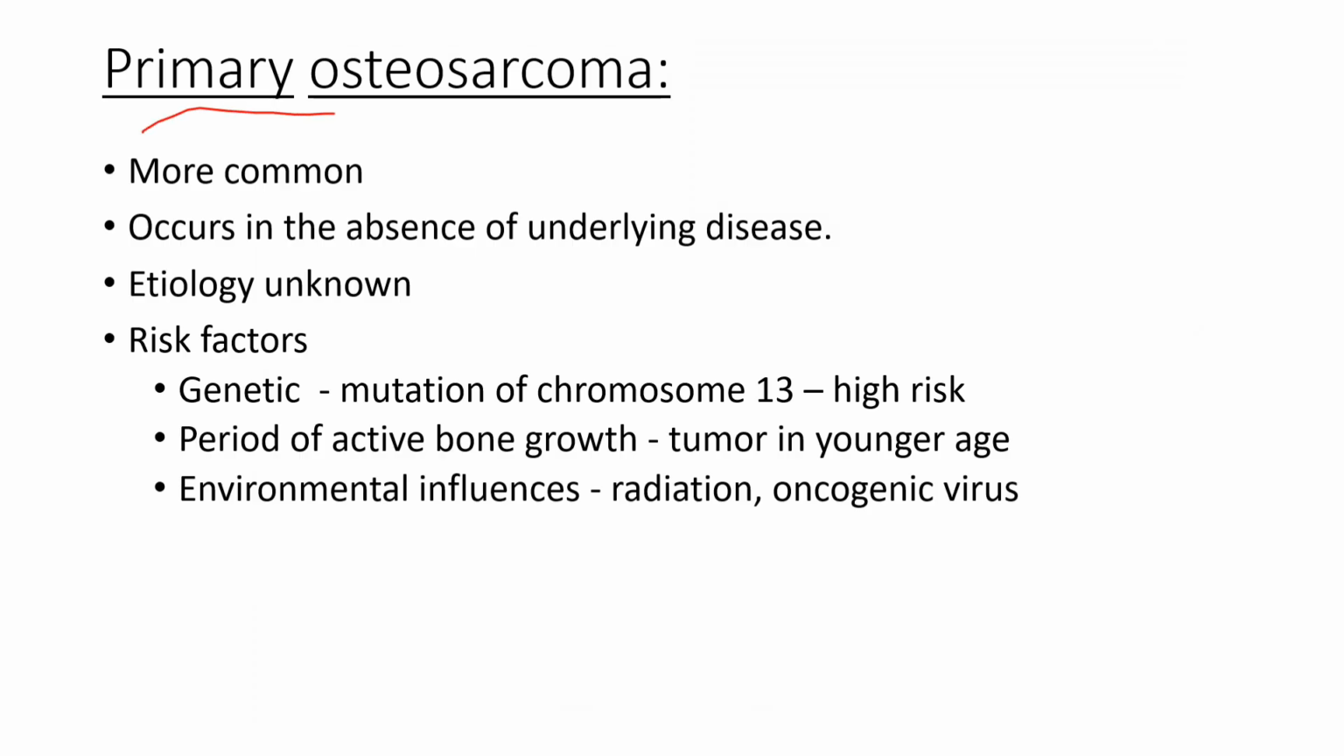Now coming to the primary osteosarcoma, this is actually a kind of medullary osteosarcoma. It is the most common osteosarcoma. It occurs in the absence of any underlying disease. Its etiology is still unknown. Its risk factors include firstly genetic factors, which includes mutation of chromosome 13, because this chromosome 13 contains main genes like RB genes. Their mutation causes high risk of developing osteosarcoma.